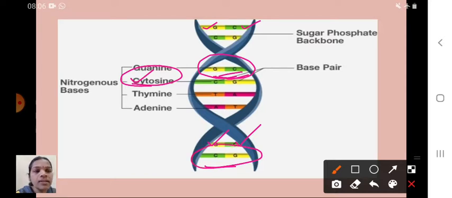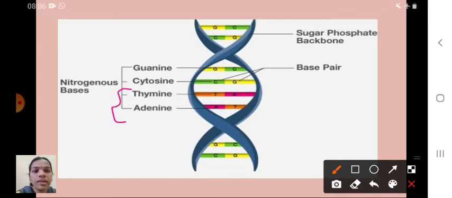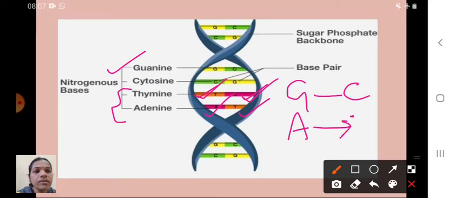Okay, children, and the next one is the remaining two nitrogenous bases, that is thymine and adenine. So always thymine is combined with adenine, or adenine is combined with thymine. Okay, so I hope you understood. There are four types of nitrogenous base, can you say the names? Yes, guanine, cytosine, thymine and adenine. So always guanine is combined with cytosine and adenine is combined with thymine.